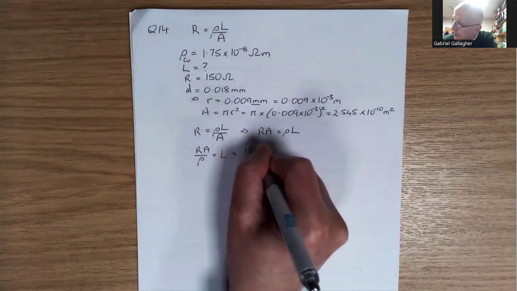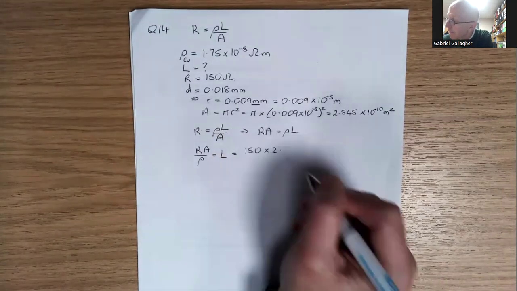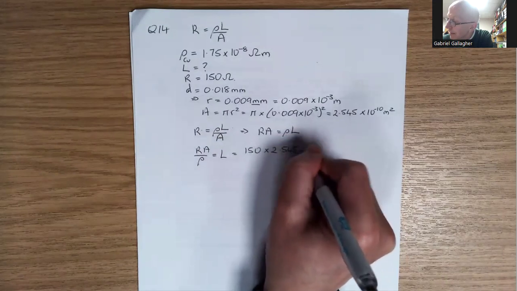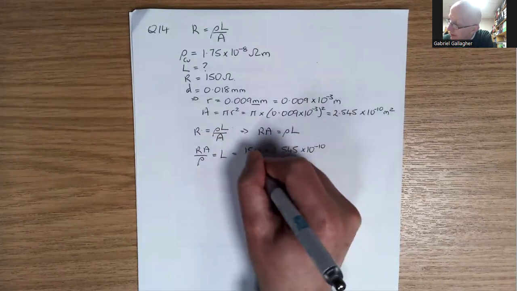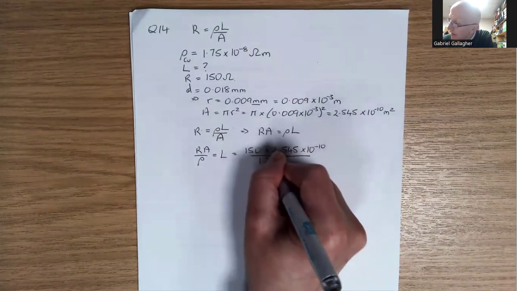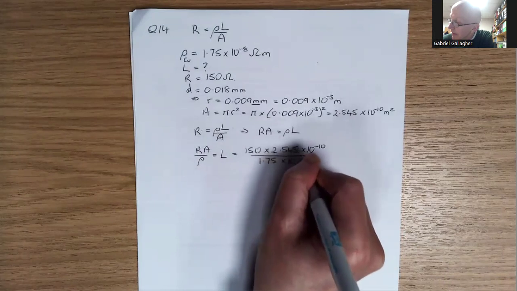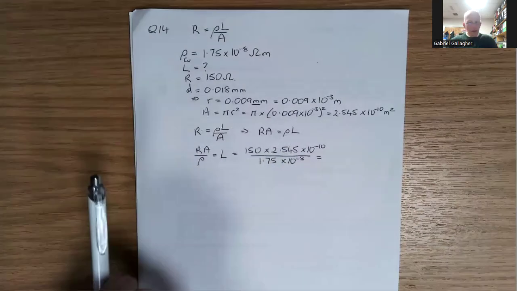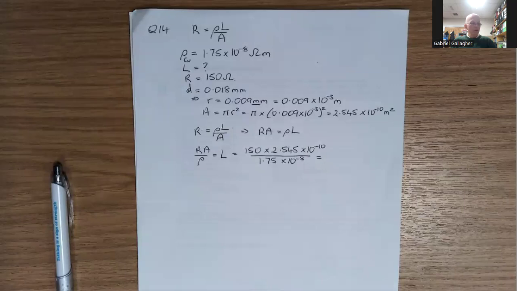And so you put in 150 times 2.545 by 10 to the minus 10, divided by 1.75 by 10 to the minus 8. And from that I get 2.18.